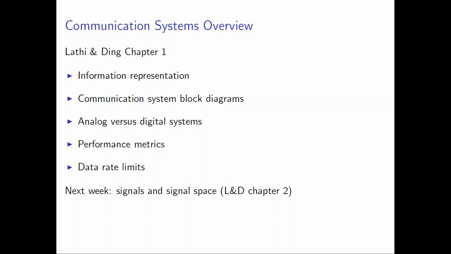In today's lecture, we will talk about information representation, communication system block diagrams, the basic one and the advanced one, and we will discuss the difference between analog and digital systems and give examples on each. And then we will study some of the performance metrics that are used in communication systems to evaluate the performance of your modulation scheme or your coding or whatever methodology you have used to transmit your data. And then we will study the data rate limits that were defined by Shannon.